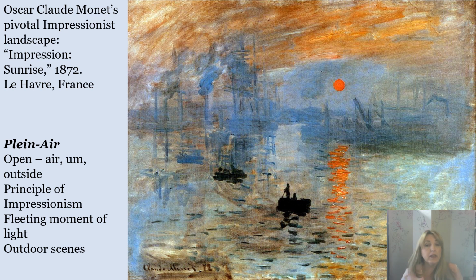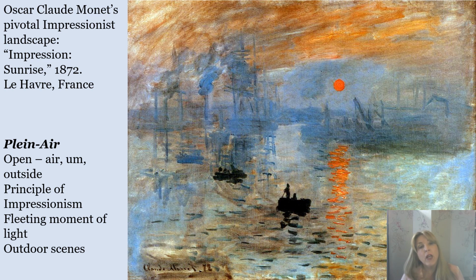He's basically painting what he sees, there on one morning when the sun is coming up, and you have this sense that there's a little bit of fog and a little bit of light, and some reflection on the water. He's painting an impression.